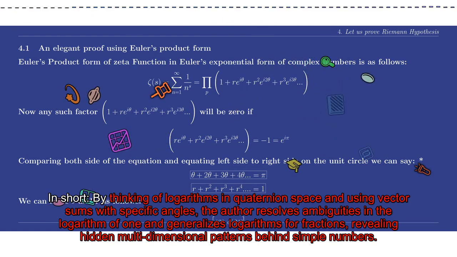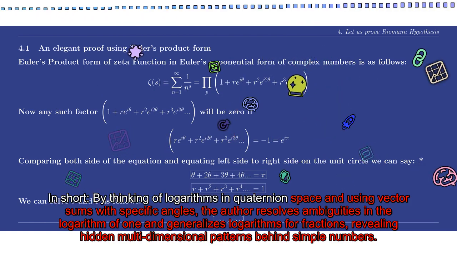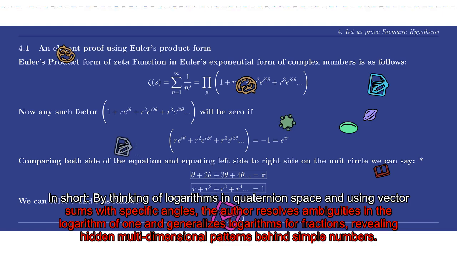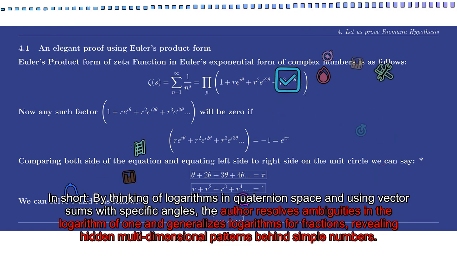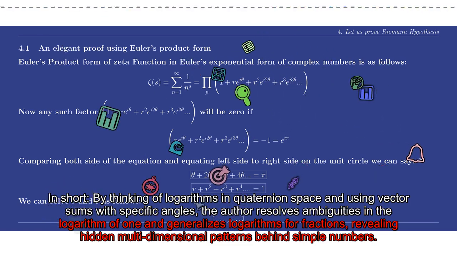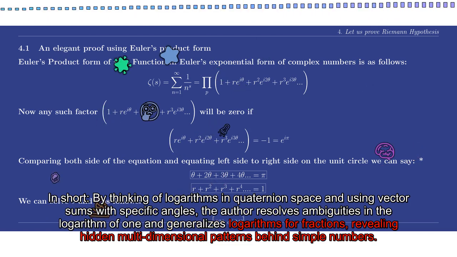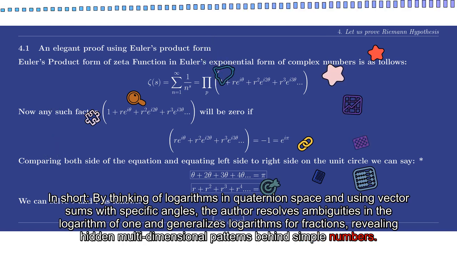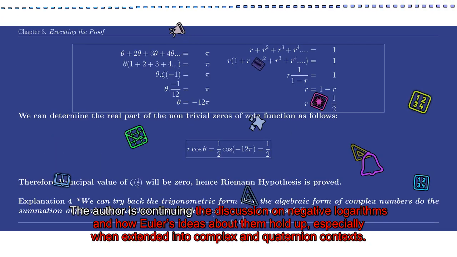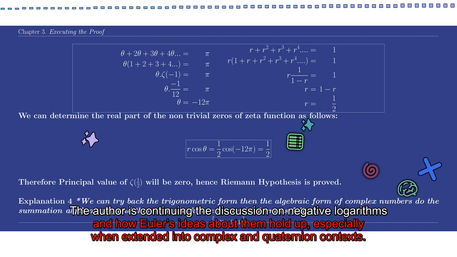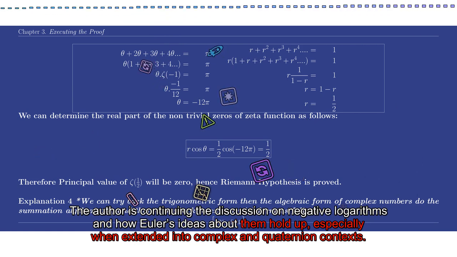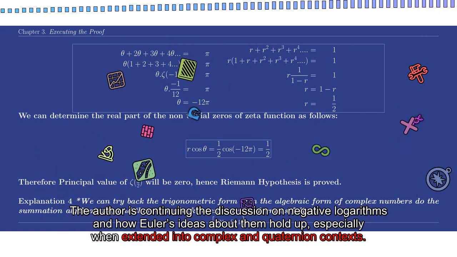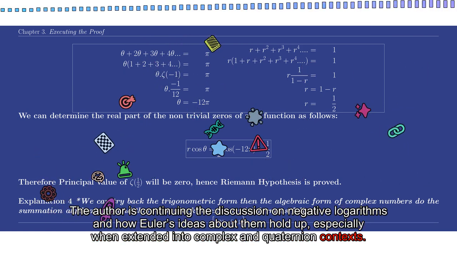In short, by thinking of logarithms in quaternion space and using vector sums with specific angles, the author resolves ambiguities in the logarithm of 1 and generalizes logarithms for fractions, revealing hidden multidimensional patterns behind simple numbers. The author is continuing the discussion on negative logarithms and how Euler's ideas about them hold up, especially when extended into complex and quaternion contexts.